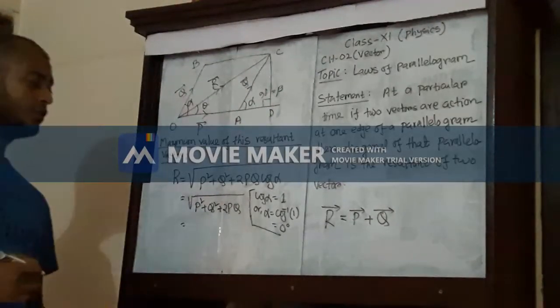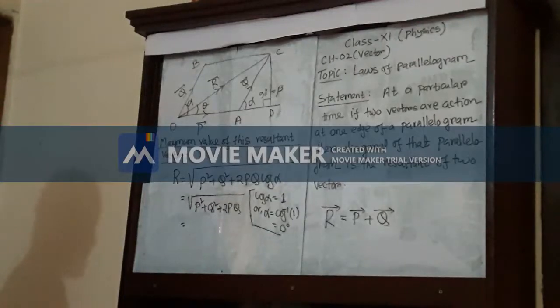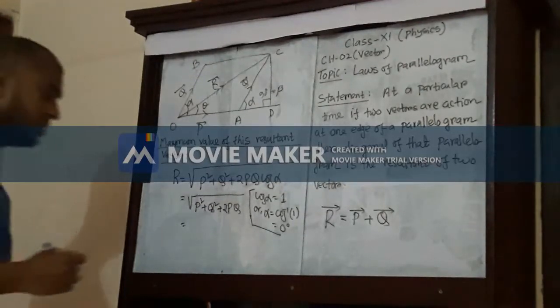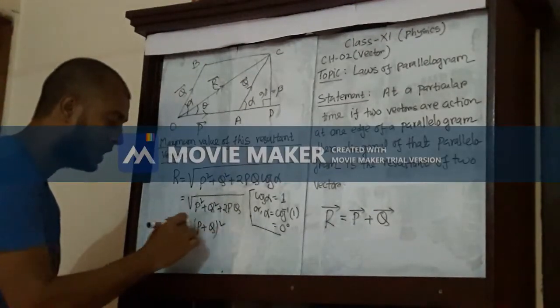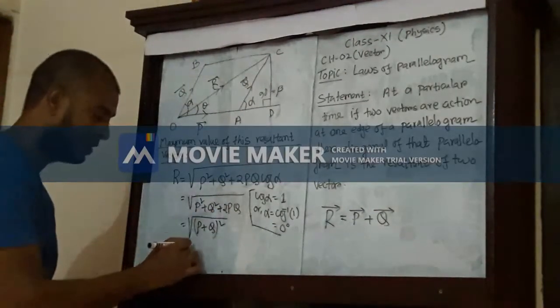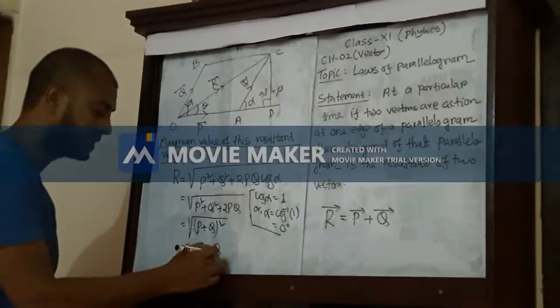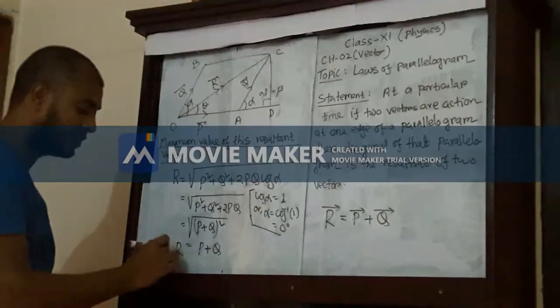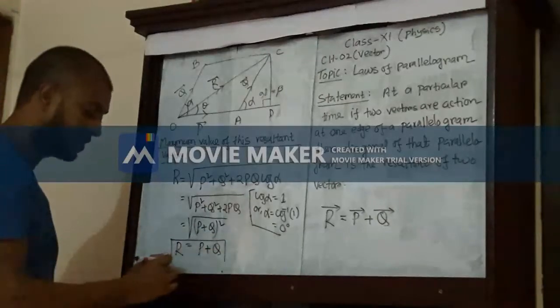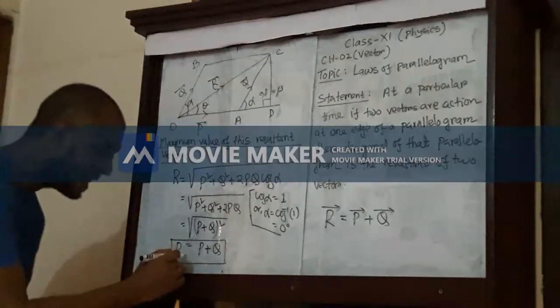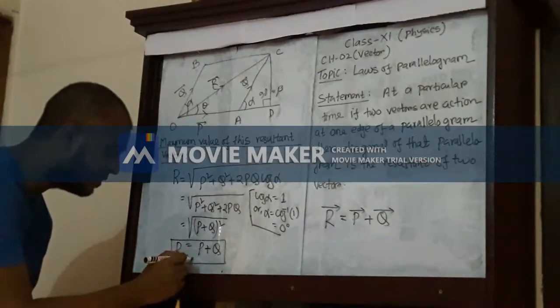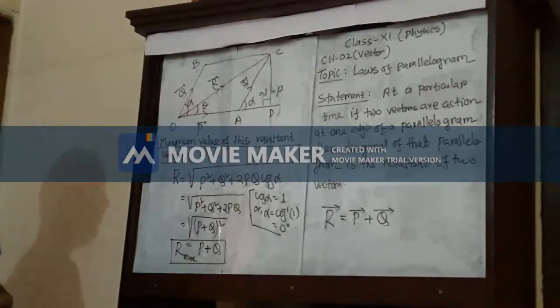In this segment, you see root over P square plus Q square plus twice PQ is nothing but P plus Q whole square, and whole root over will equal P plus Q. Now I can say that the resultant vector R will equal P plus Q. This is the maximum value, in short R max, of the resultant vector.